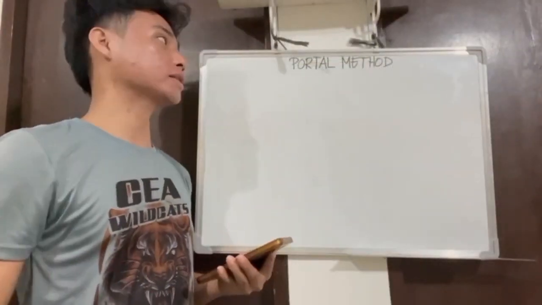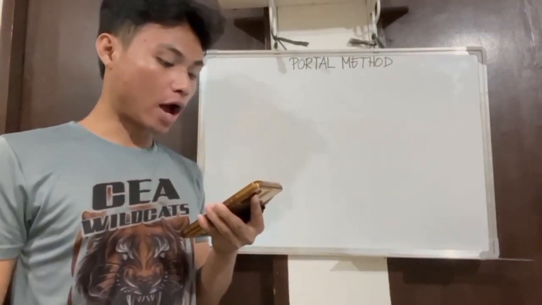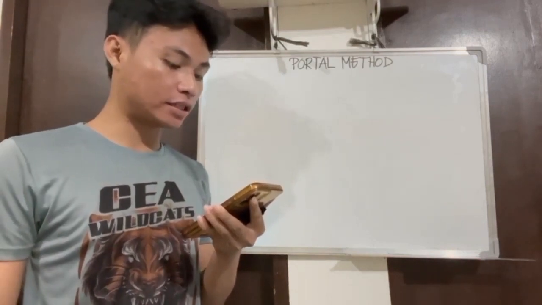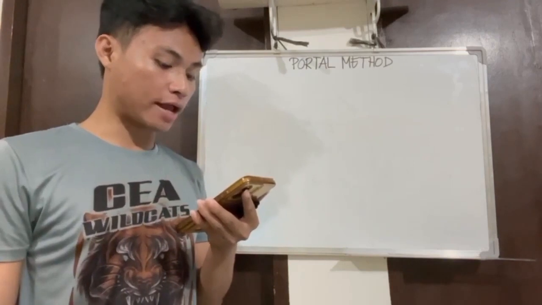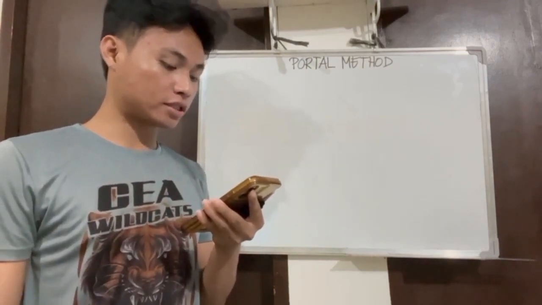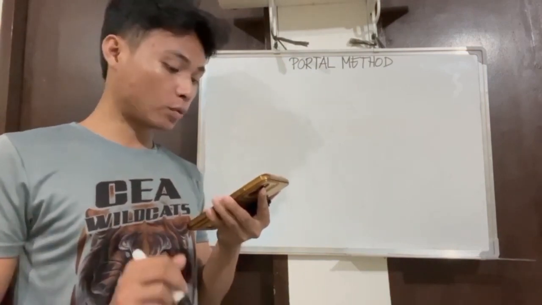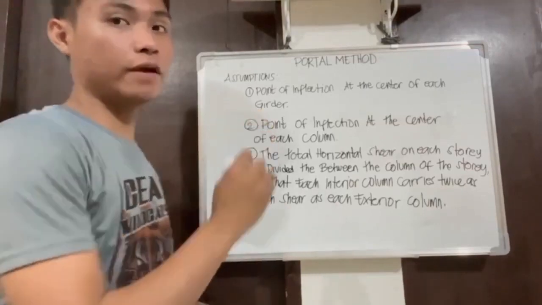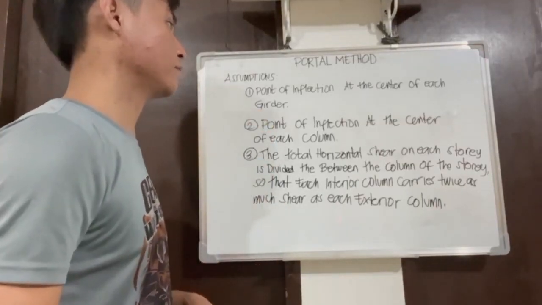Our next topic is all about portal method. Portal method is one of the common approximate methods in the analysis of statically indeterminate structures. This method is used to analyze the frames which are subjected to lateral loadings such as wind, earthquake, and blast loadings. We have here assumptions. Number 1, point of inflection at the center of each girder.